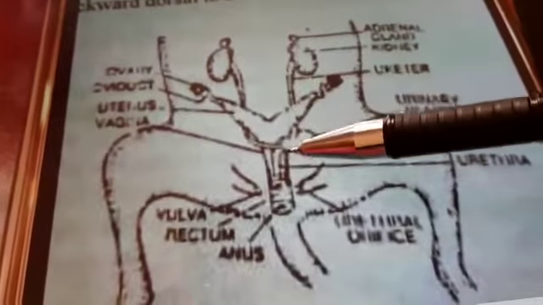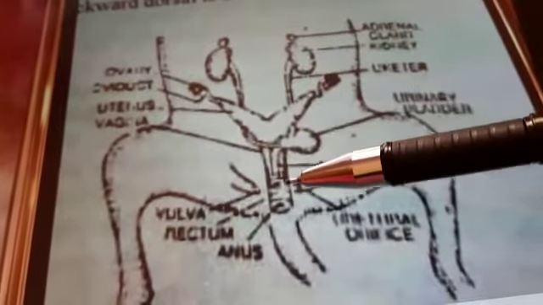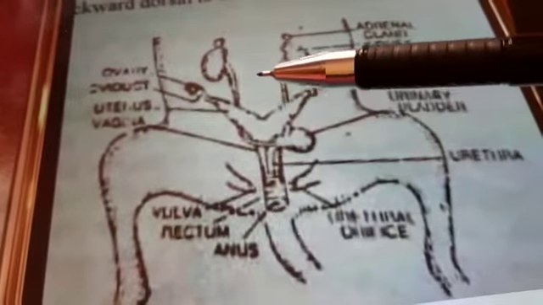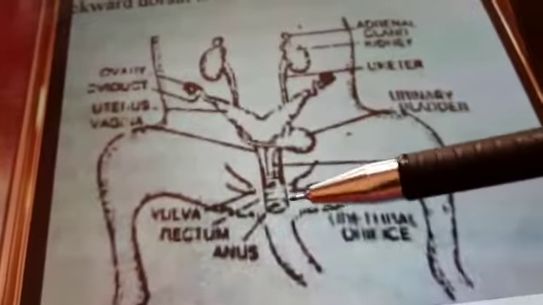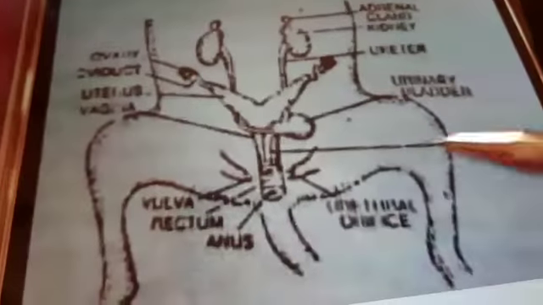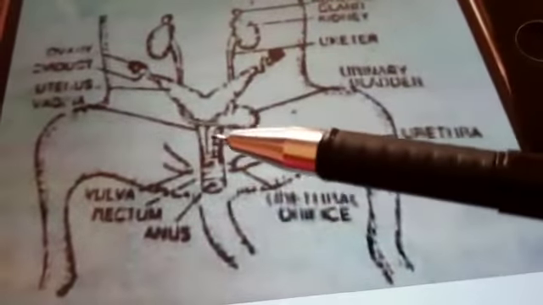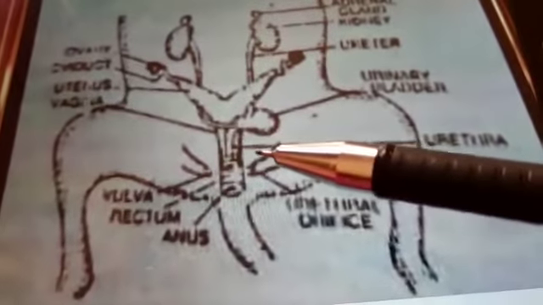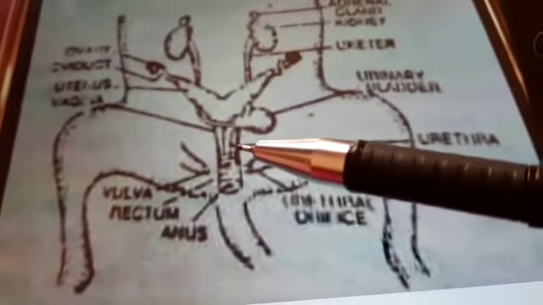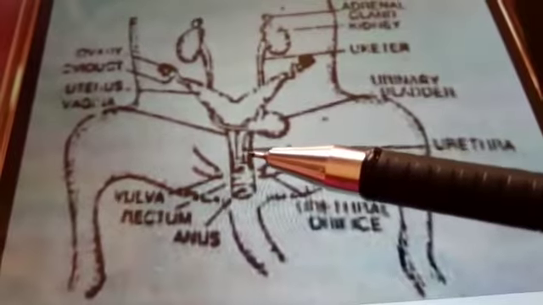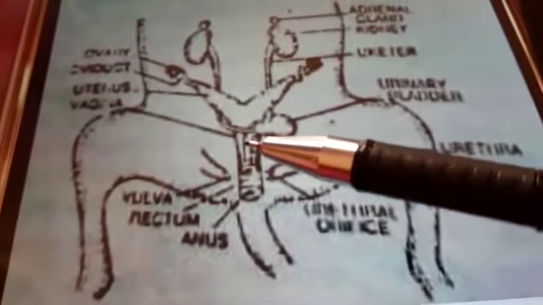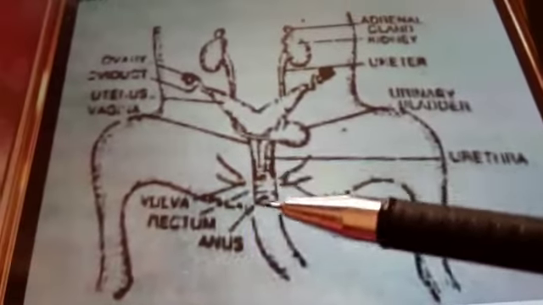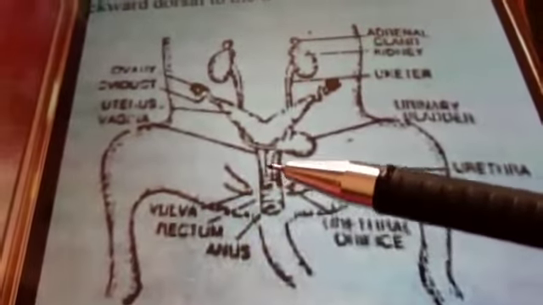Like you saw in the case of the male rat, the urethra was responsible for carrying the urine as well as the reproductive product, that is semen. But in this case, you have a urethra which is a different structure which carries only urine. For reproductive structures, we have a different tube-like structure.